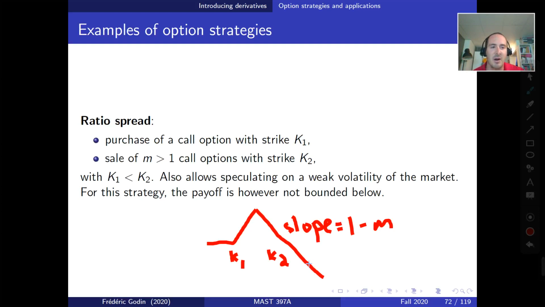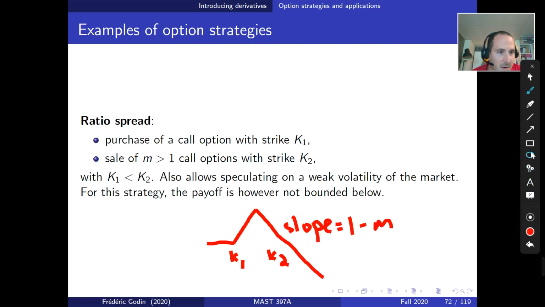So this is another strategy which allows speculating on low market volatility, but in that case, you have a further downside, which is that if the stock price becomes too large, then you can lose a lot of money on this. But because you have this additional downward risk, this strategy is typically less expensive than a butterfly spread, because of that. More risk means cheaper. That's it.